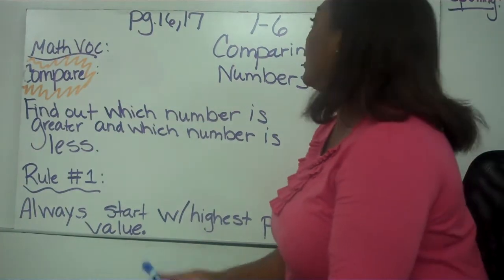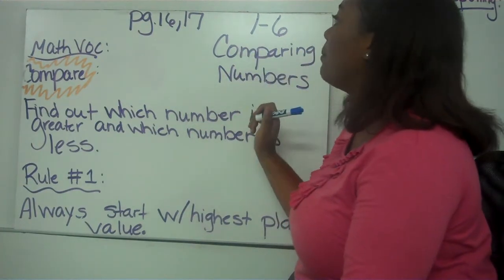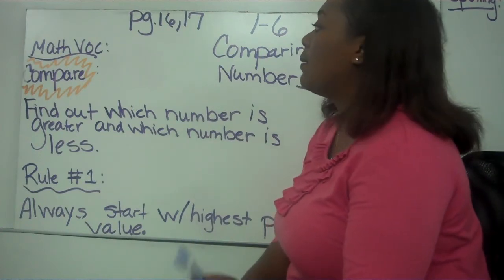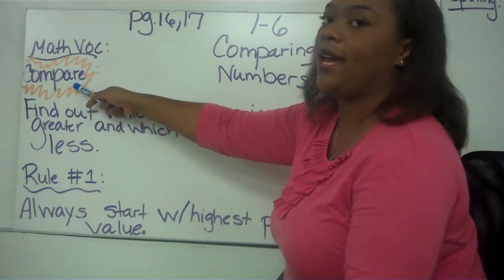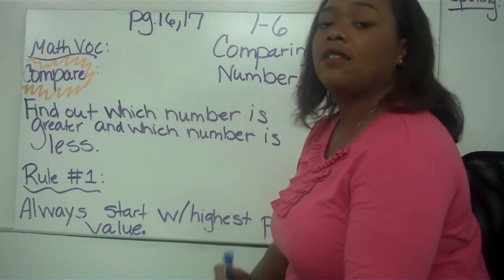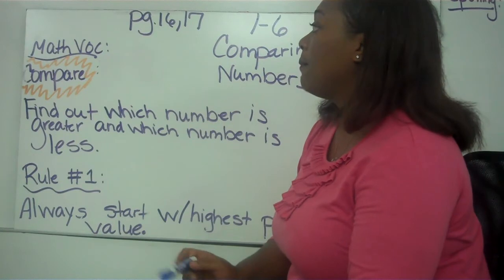Okay guys, today we're doing lesson 1-6, comparing numbers, on page 16 and 17. Now before we begin, I want you to remember you've got one math vocabulary word, compare. It's at the top of page 16. It's highlighted in yellow. Go ahead and pause the video and copy down your vocabulary word.